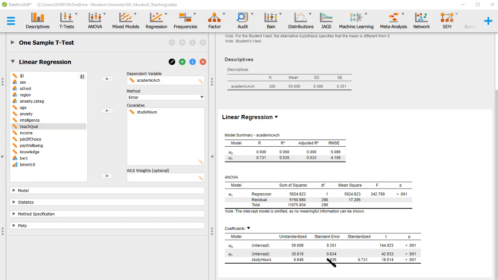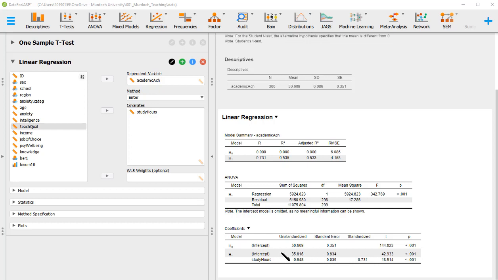And here we've got the standard error of the estimate. So here would be the point estimate. The intercept would be 35.816 and the slope 0.648, and the standard error for the intercept is 0.834 and the standard error for the slope is 0.035. So these standard errors allow us to generate the confidence interval over the coefficient.